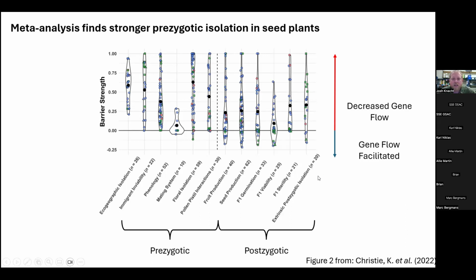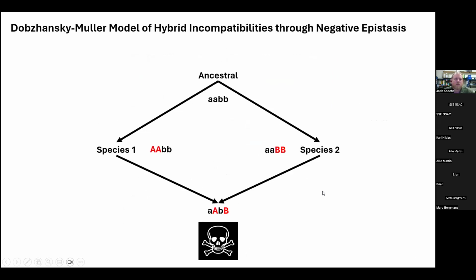And so the best model we have, maybe not the best, but a really good model we have for how postzygotic isolation evolves is the Dobzhansky-Miller model. So this invokes negative epistasis between derived alleles. And the big idea here is you start with some ancestral population, and species one evolves at this A locus, so we have a derived allele at the A locus. Species two evolves at this B locus, so we have a derived allele at the B locus. And so far, both of these derived alleles have evolved together with the ancestral alleles. So there should be no problem between the ancestral and the derived alleles.